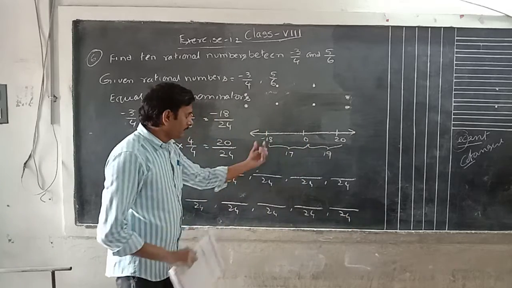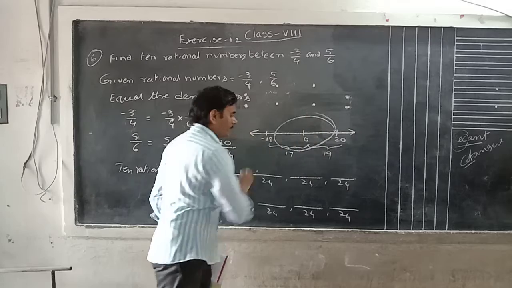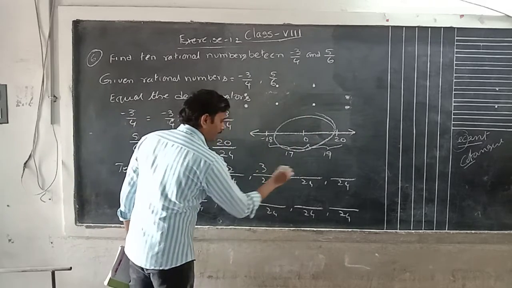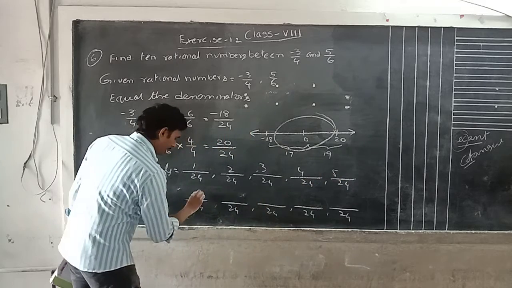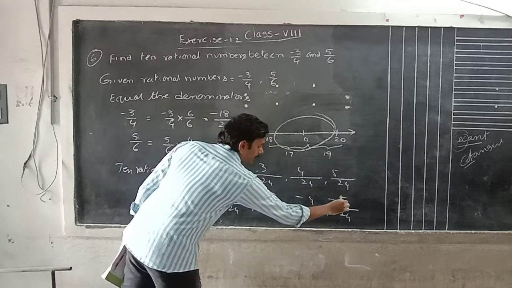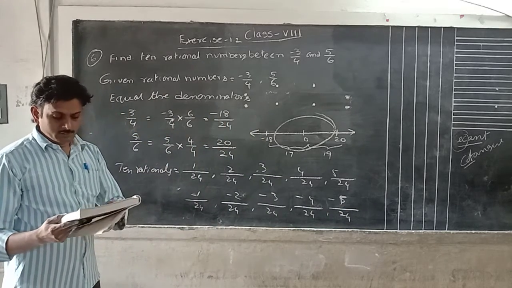Okay, one thing to remember, between minus 18 and 20 which numbers are there? Only those we have to write. I will complete any number: 1, 2, 3, 4, 5, minus 1, minus 2, minus 3, minus 4, minus 5. We have to complete it.